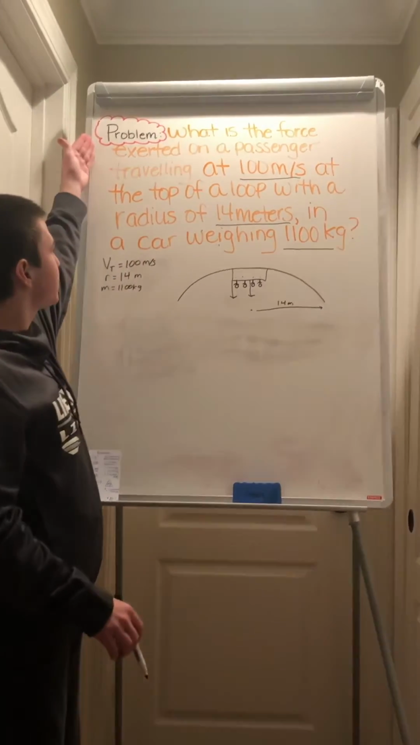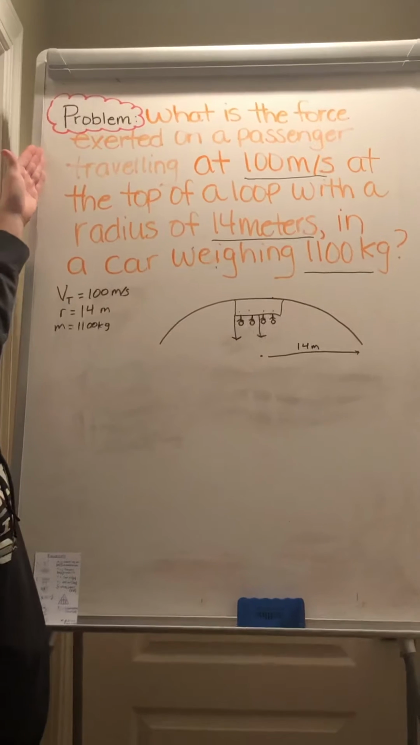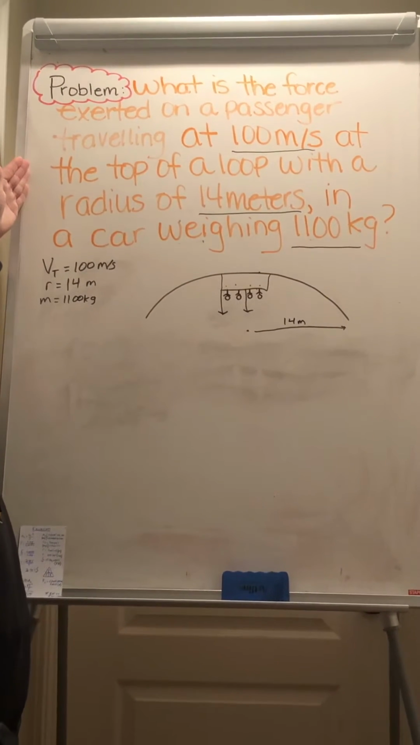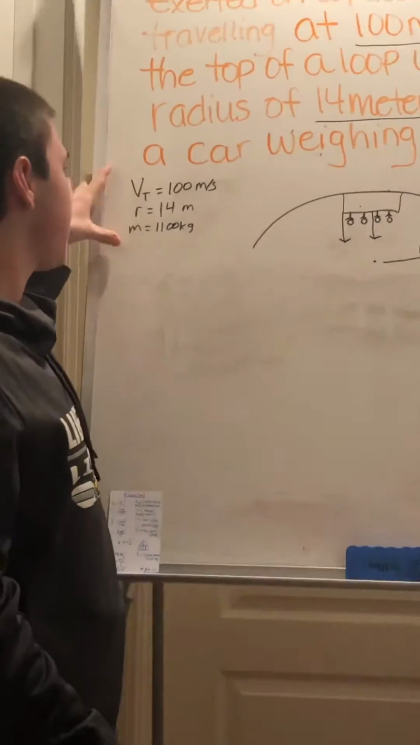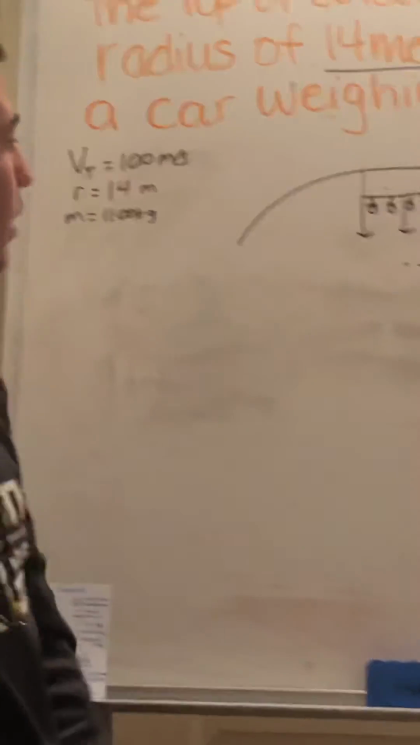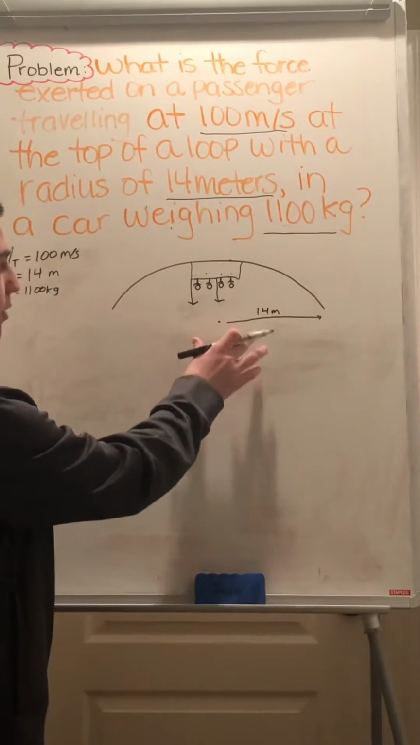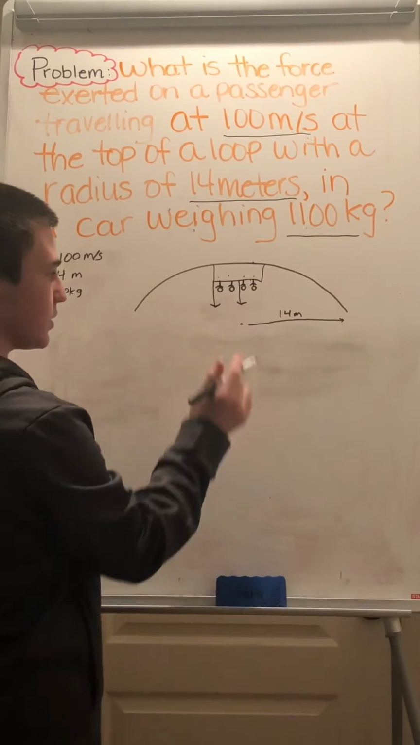So our problem is, what is the force exerted on a passenger traveling at 100 meters per second at the top of a loop with a radius of 14 meters and a car weighing 1,100 kilograms? So I've listed out my three variables I see here in the problem. I have to write down my forces that are occurring on the passengers inside the loop.